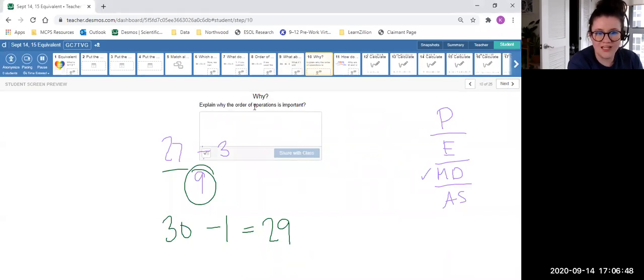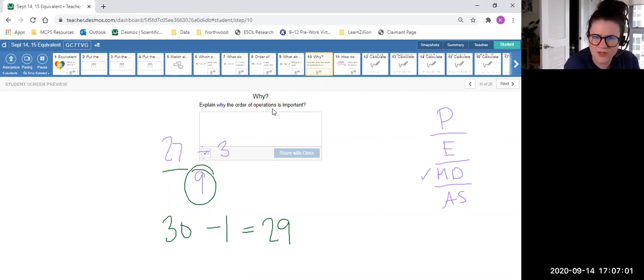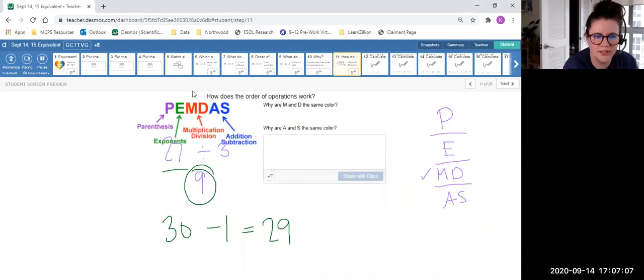And explain why the order of operations is important. Well, if we want to get to the right answer, we need to use the order of operations. It is the agreed upon reason. Also, which I'm going to get to in this next one, I believe. We're on 10. Let's jump to 11 because I want to go through it all together.